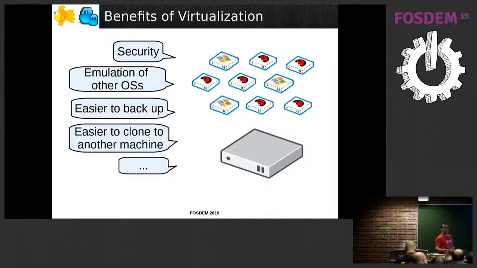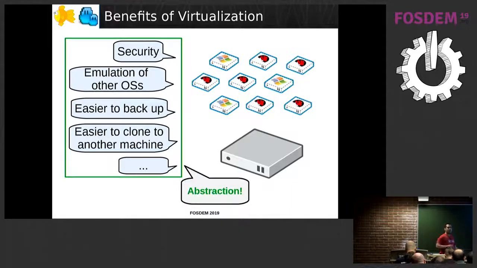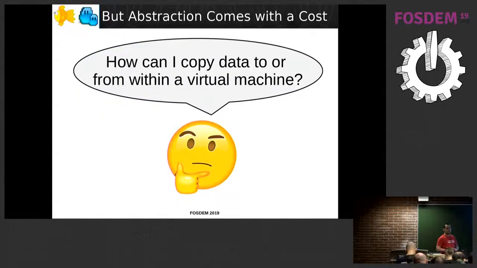When we think about those benefits, we see that they stem from the additional abstraction level virtual machines provide on top of the base operating system. So this abstraction is generally good, but it comes with a cost. And I would like to focus on a specific one. How can we inject files from the physical host to the virtual machine, and vice versa? How can we extract files from the virtual machine to the physical host?